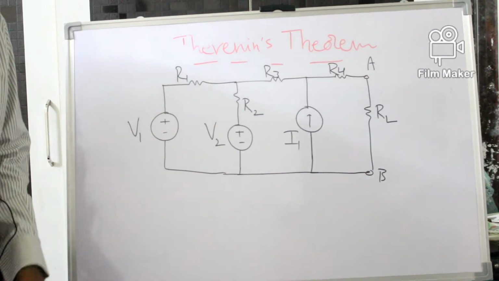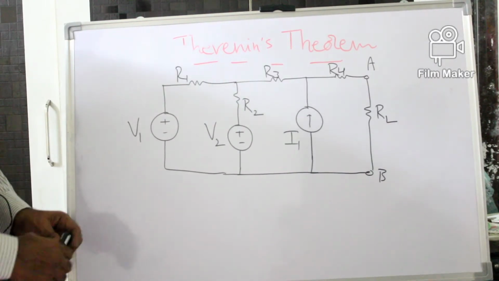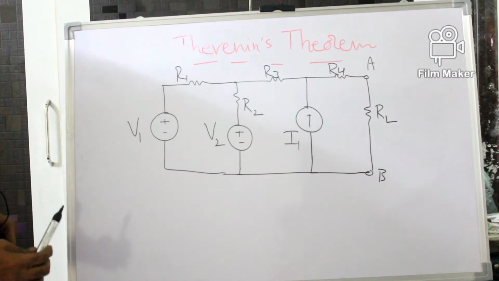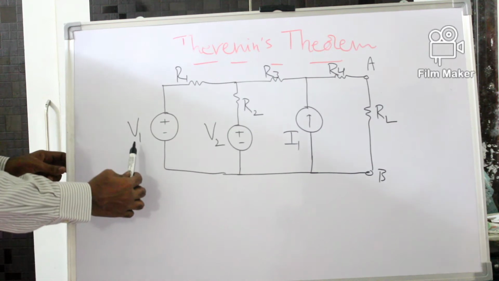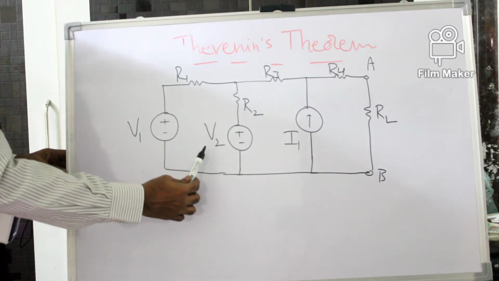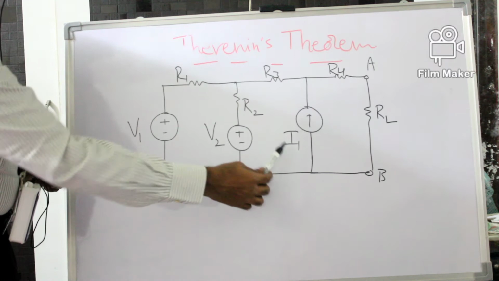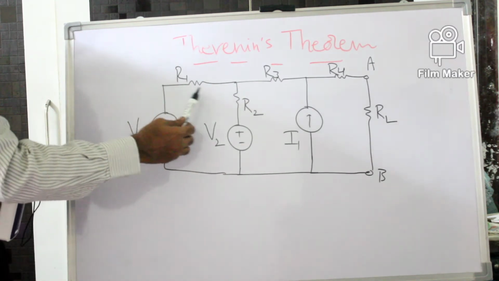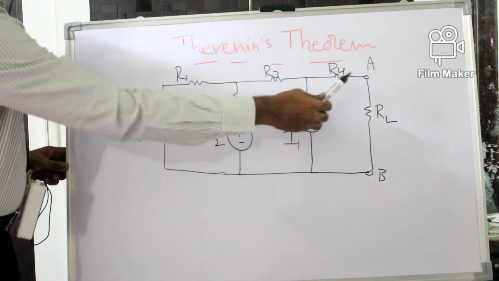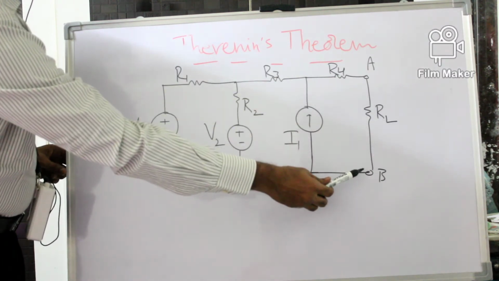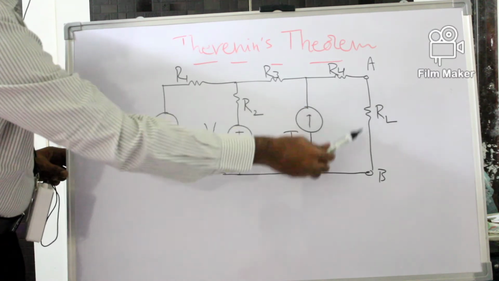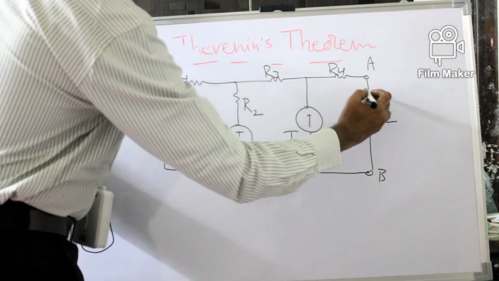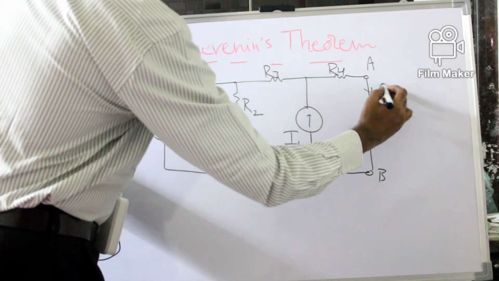Here I am going to consider an example. This is a network which has number of sources and resistances. Here we have got V1, V2 as the voltage sources and I1 is the current source. Number of resistances are connected in this network, R1, R2, R3, R4, and RL is the load resistance between the terminals A and B, in which we have to find out the current represented by IL.